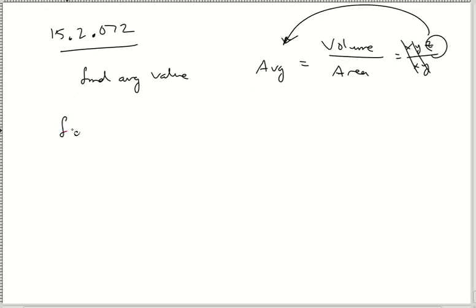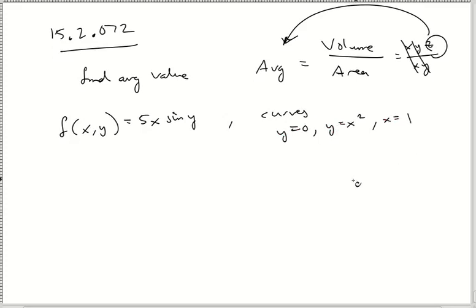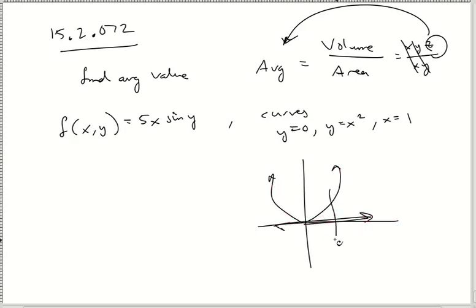Anyways, so f of xy is equal to 5x sine y, and they give me these curves to bound it: y equals 0, y equals x squared, x equals 1. Before I keep going, what is that even going to look like? Well, I got a parabola. Y equals 0 is this line down here. And x equals 1 is about right there.